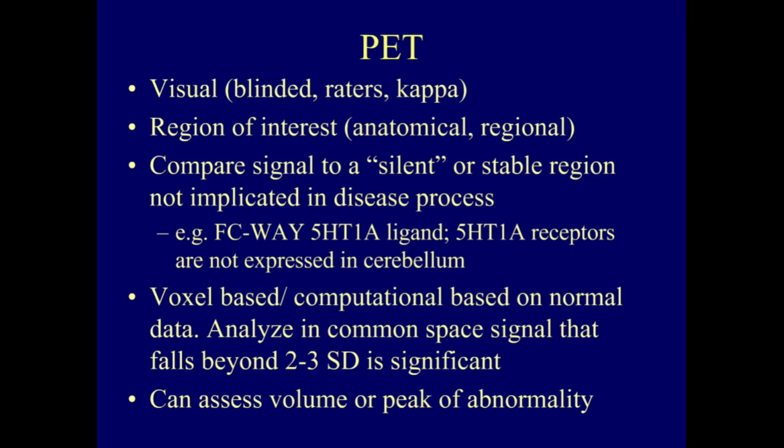You can also conduct voxel-based, computational methods based on normal data. Here, you analyze in common space signal that falls beyond 2 to 3 standard deviations as being significant. So again, you get the control population in native space, and you compare on a voxel by voxel basis how a given individual differs from that control population, either with an increase or decrease in signal. One can also look at the volume of activity or the peak activity of the abnormality.